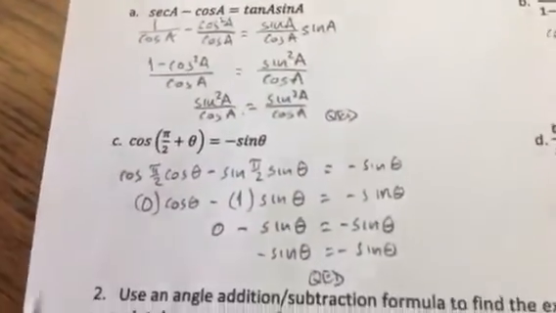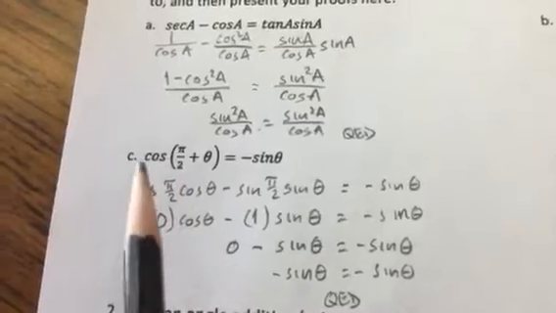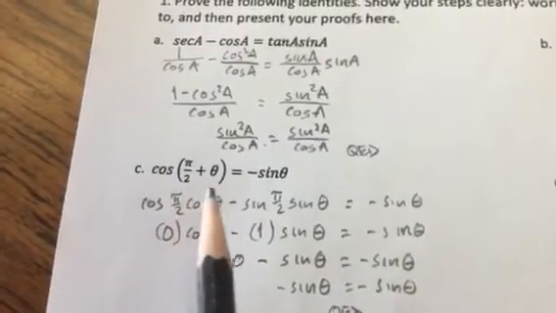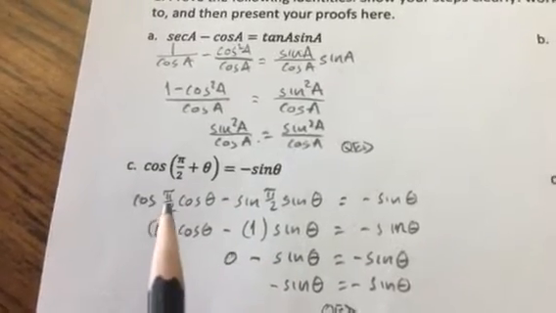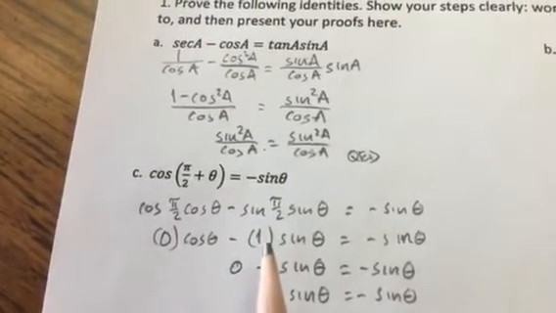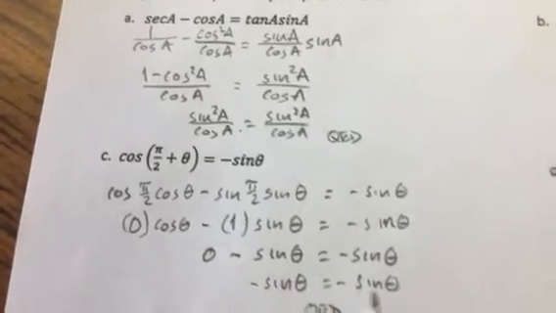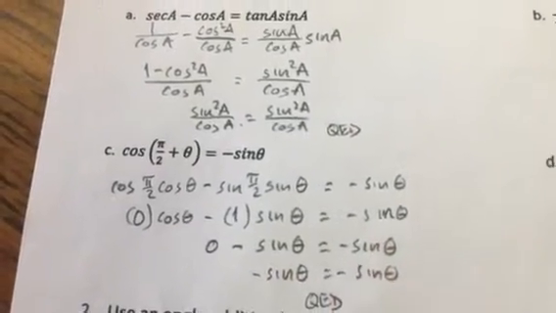Next one, a little bit longer though, just because I'm expanding it out. There's the angle addition formula for cosine, expanded out with pi over 2 plus theta, and cosine of pi over 2 is 0, sine of pi over 2 is 1, so I got basically 0 minus sine theta, which equals negative sine theta. So we're done with that one.